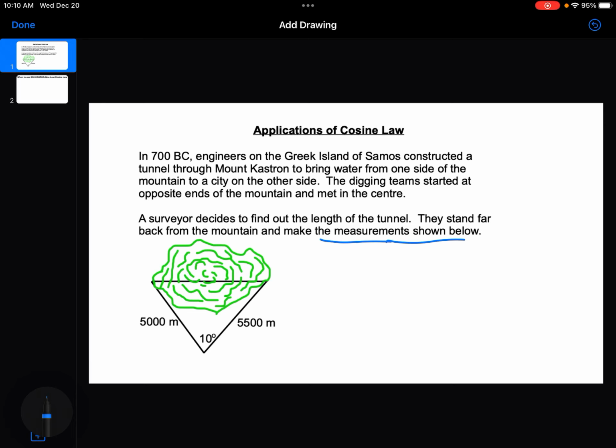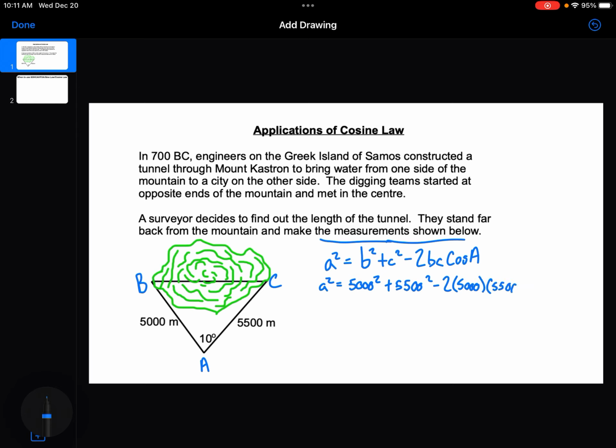So what that's gonna say is we need to make something like this. So we've got A, B, C. So I'm just labeling the triangle so that I understand what I'm finding. I'm gonna have A squared equals B squared plus C squared minus 2BC cos A. And now I'm just gonna substitute everything in. A squared equals 5,000 squared plus 5,500 squared minus 2 times 5,000 times 5,500 times the cos of 10.